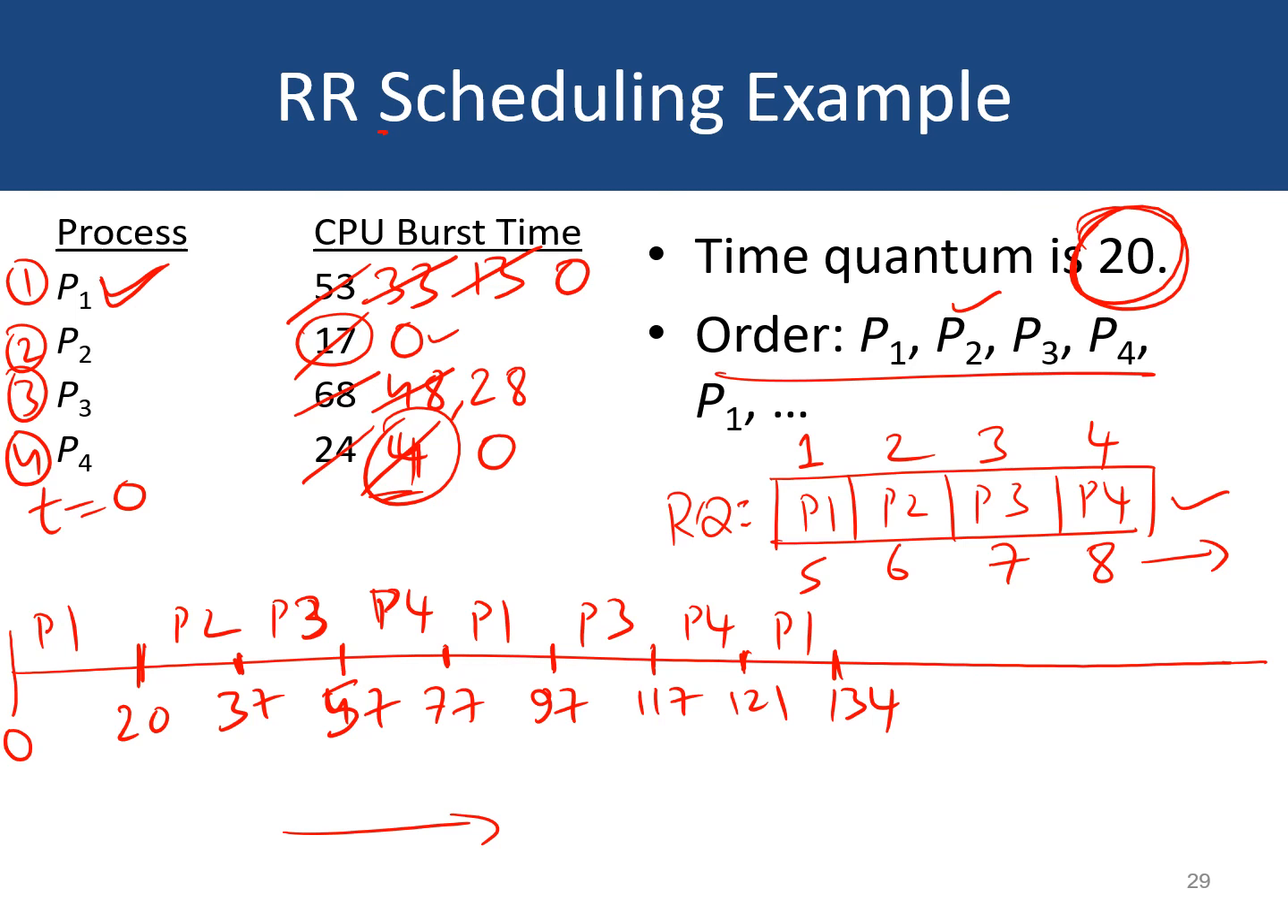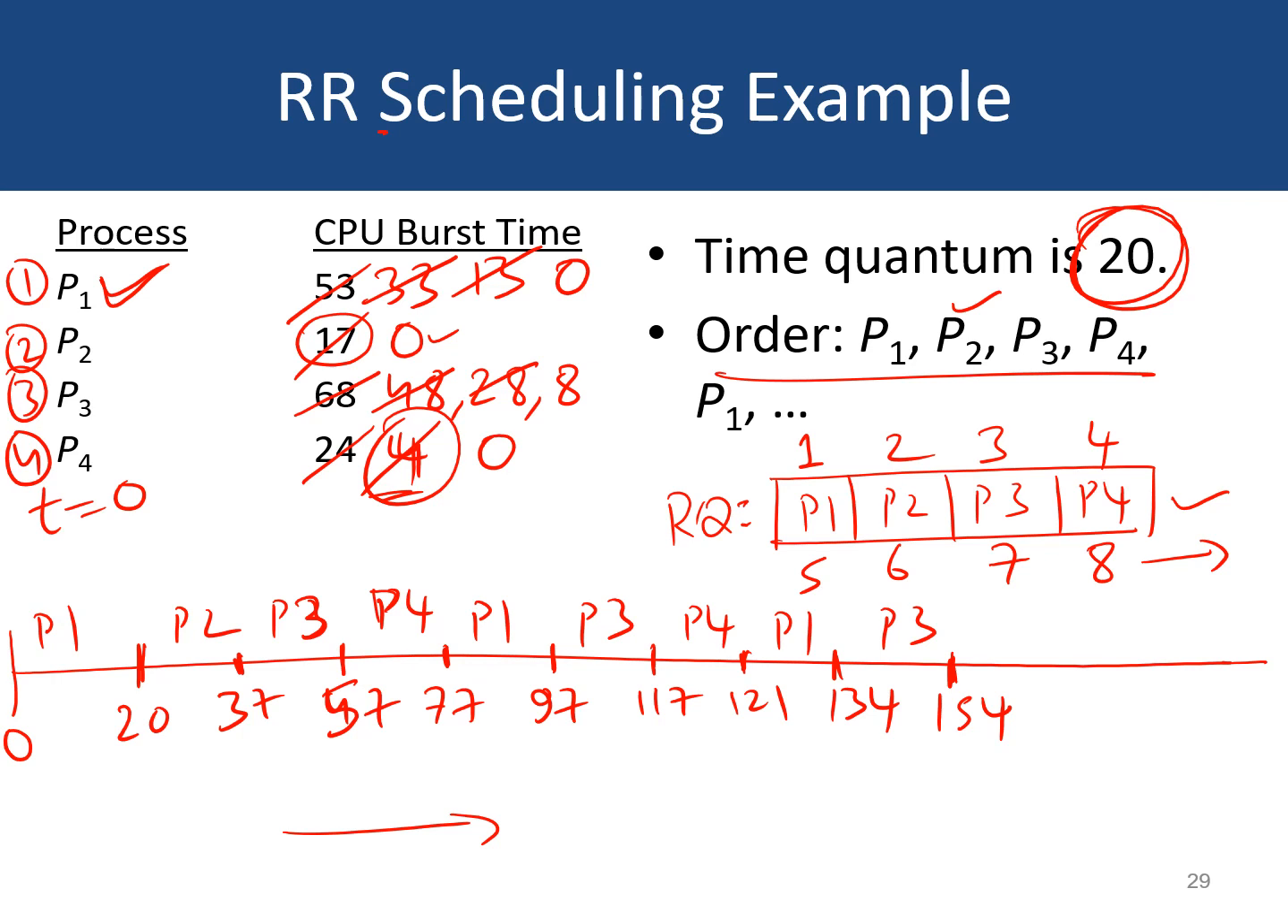Only P3 is in the system. So P3 will be scheduled next on the CPU. It will run for the next 20 milliseconds, which is one time quantum. So it will be again suspended at time 134 plus 20, which is 154. At the end of this iteration, it has 28 minus 20, just 8 milliseconds to go.